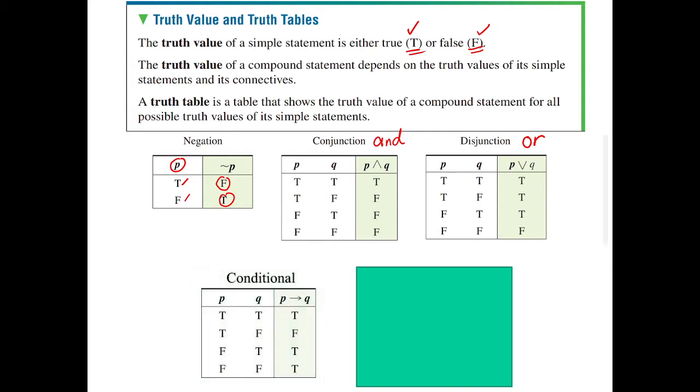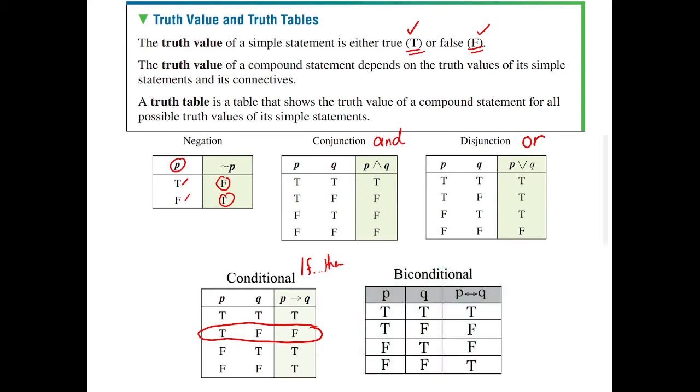Now, the conditional. For the conditional, the way I remember it is this: it is false only when the hypothesis is true and the conclusion is false. That's false. The rest are true. Again, if the hypothesis is true and the conclusion is false, it's false right away. That's the if-then statement. For the biconditional, both must have the same truth value. Where do we have the same truth value? Sir, true and true, false and false, automatically that is true all the time.